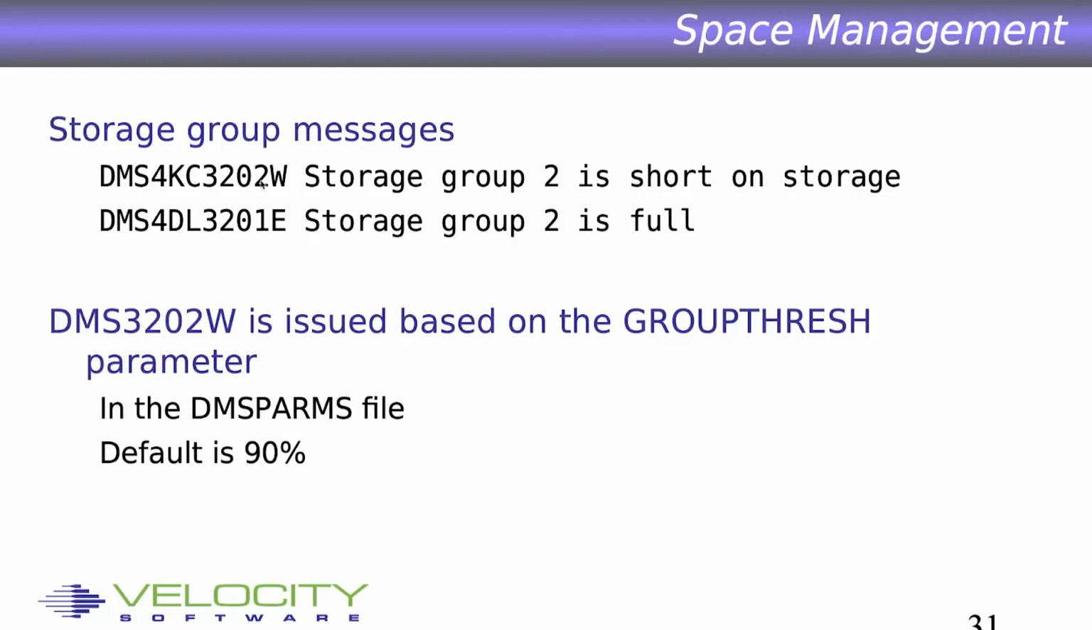This 3202W, this short on storage message, is issued based on the group thresh parameter in the DMS parms file. So there's an additional parameter you can specify to indicate when the group threshold is reached. And the default is 90%. So you can change that if you so desire in the DMS parms file.